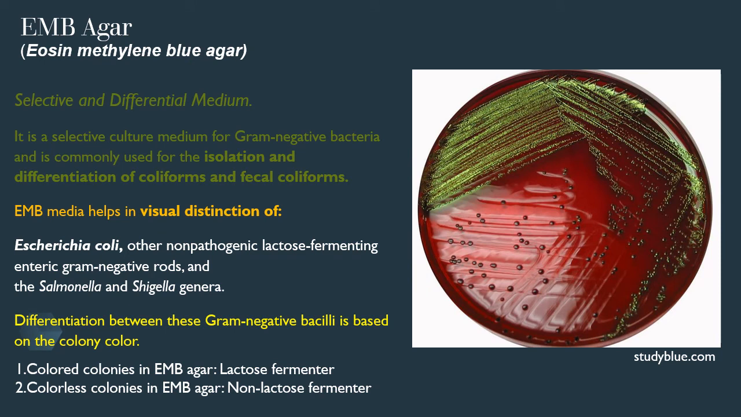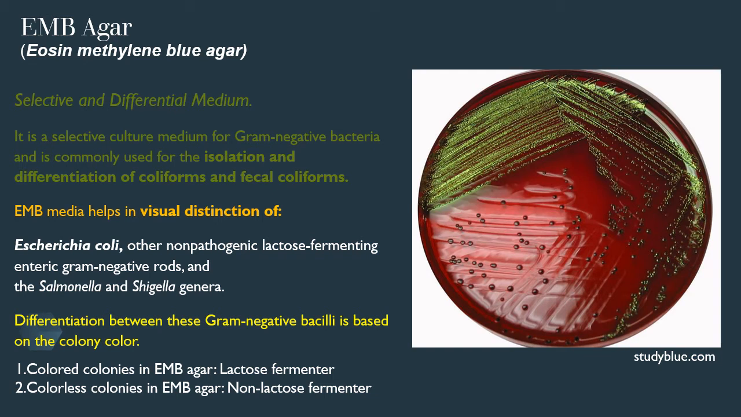Then next is EMB, or EMBA, also known as eosin methylene blue agar. It is again a selective and differential media. It is a selective culture media for gram-negative bacteria. Commonly, we use EMB agar for E. coli, to show metallic sheen, or to study that in practicals, we are provided with EMB agar plates. It is commonly used for isolation and differentiation of coliforms and fecal coliforms.